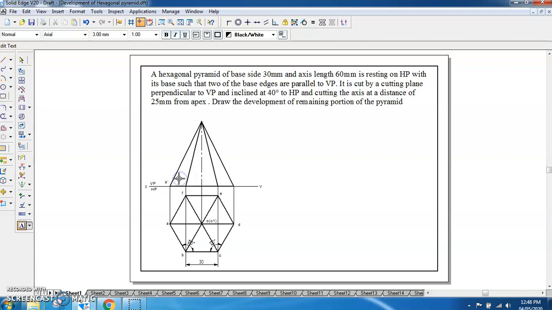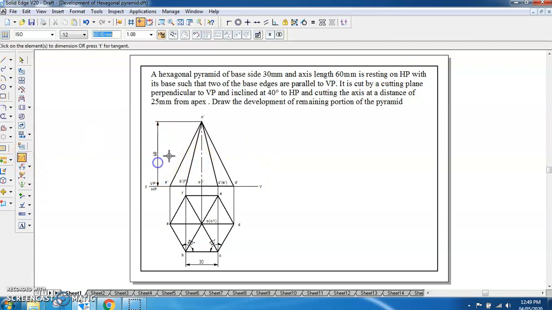You will be having B dash in bracket F dash. Then you will be having O1 dash here. Then here you will be having C dash in bracket E dash, and then you will be having D dash here, and at the end here you will be having O dash. So this is the front view what you have got, and if you name the axis, this would be the axis which is 60 mm.